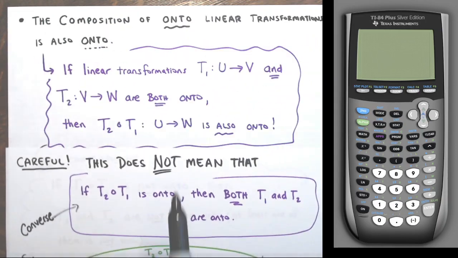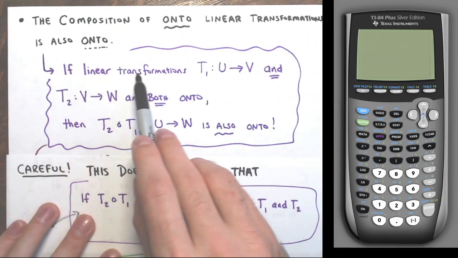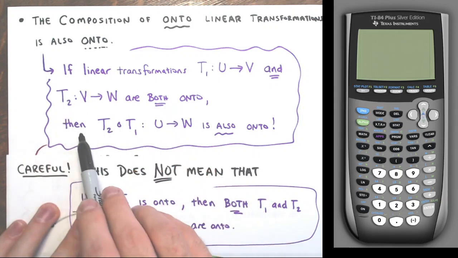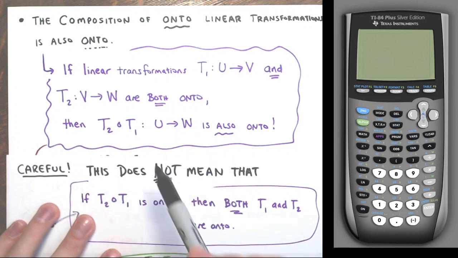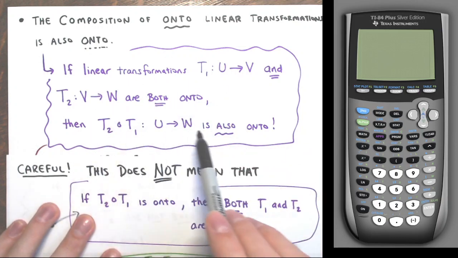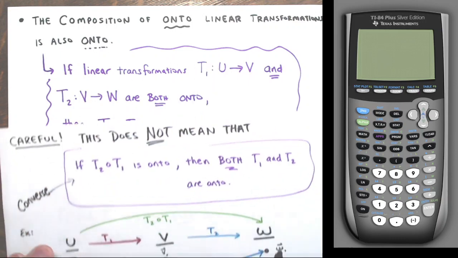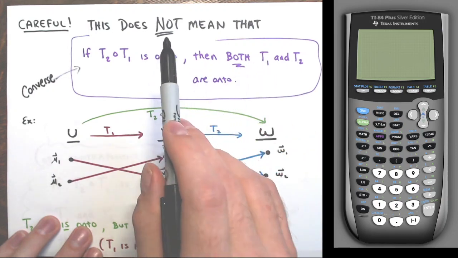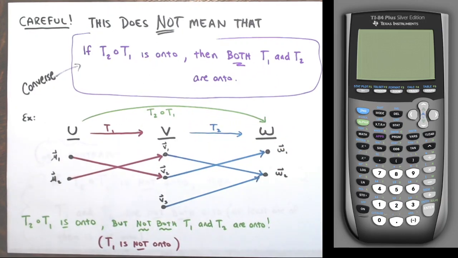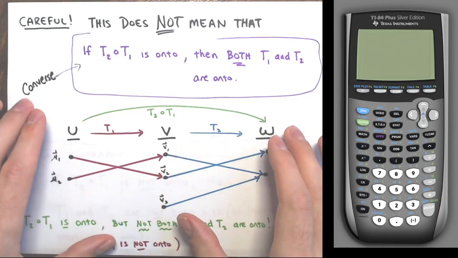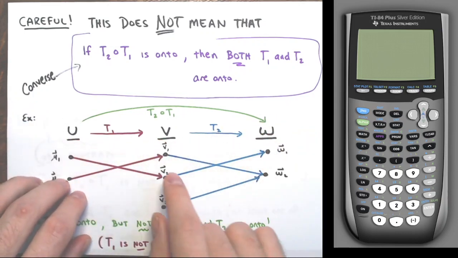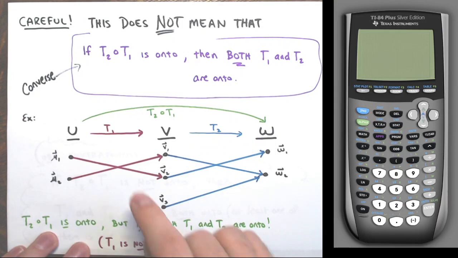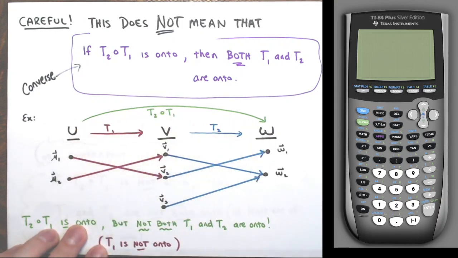So the first statement, the true statement, was if T1 and T2 are onto, both onto, then the composition will be onto as well. The reverse of that, the converse of that, would be if the composition is onto, then T1 and T2 will be onto. If the composition is onto, then both T1 and T2 are onto. That is not true. And I'll show you here. Here's a picture of two functions being composed, again, just like before, U, V, W, and then T1's from U to V, T2's from V to W, and T2 composed of T1 is from U to W.